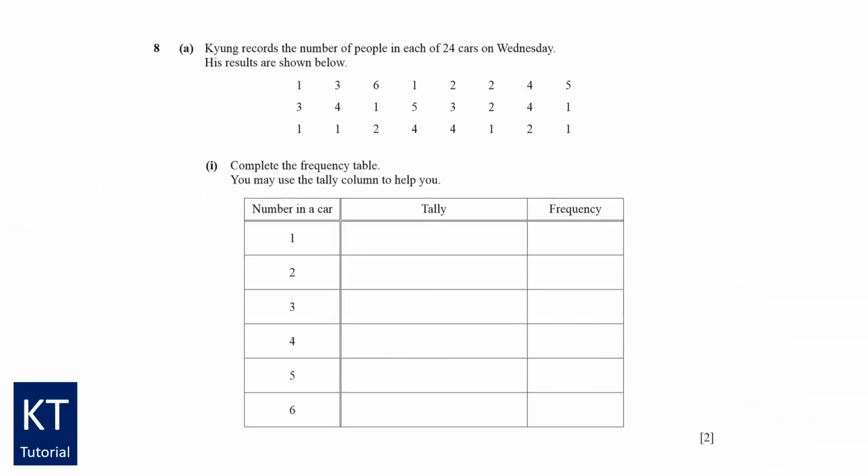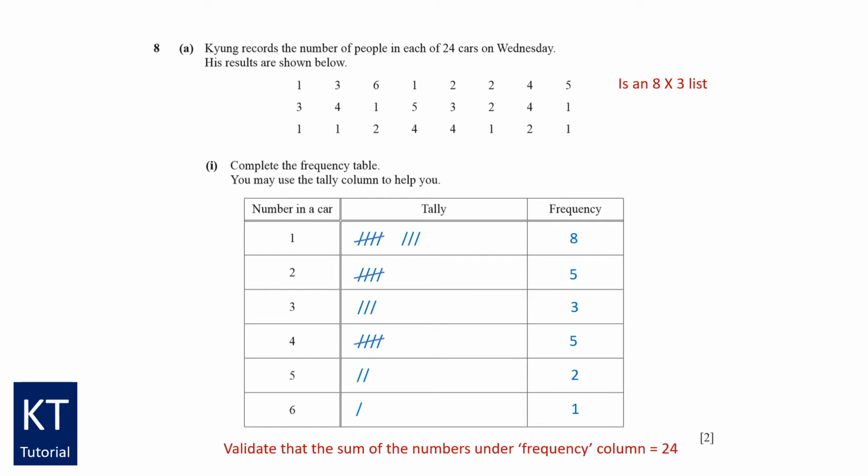Question 8. Kyung records the number of people in each of the 24 cars on Wednesday. His results are as shown below. Complete the frequency table. You may use the tally columns to help you. Having completed the frequency table, it is worth validating the sum of the numbers under the frequency column is the same as the original count of records.